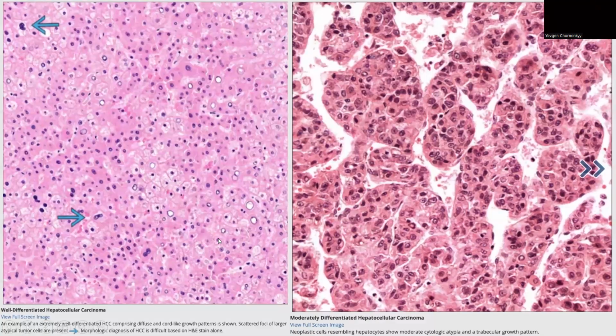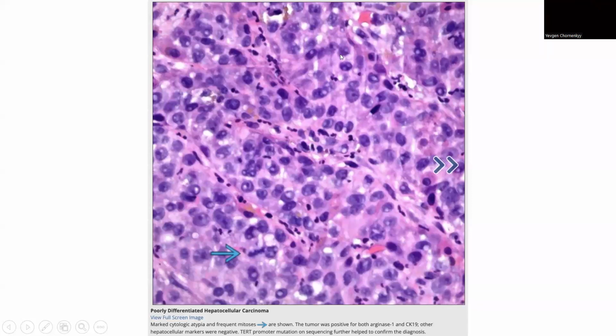And I also have pictures. This would be well differentiated. I'd struggle to call that HCC, right? On the right, that's clearly liver, right? Because the cells look like hepatocytes. But it's not grade 3. And now you know my secret. And then this is more grade 3. You'll see mitoses, more atypia. Now I'm having a hard time defining it as liver. I'm wondering, could it be just some adenocarcinoma?